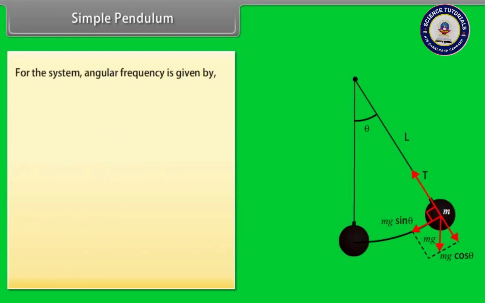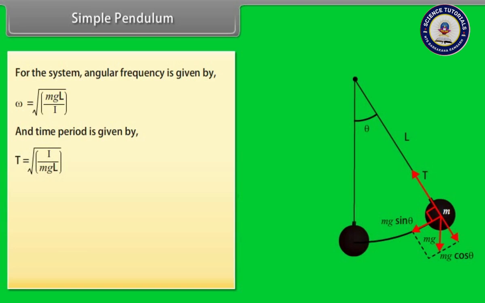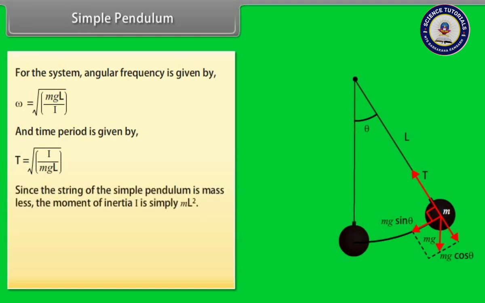For the system, angular frequency is given by omega is equal to under root mgL upon I, and time period is given by T is equal to 2 pi under root I upon mgL. Since the string of the simple pendulum is massless, the moment of inertia I is simply mL square. Now, the time period of a simple pendulum is T is equal to 2 pi under root L by g.